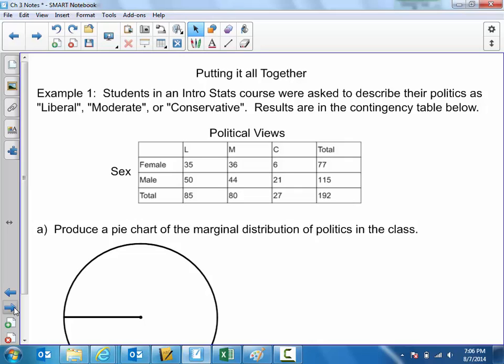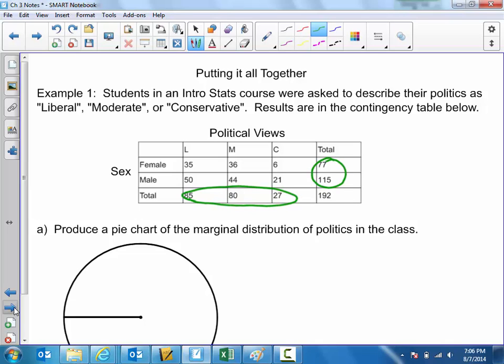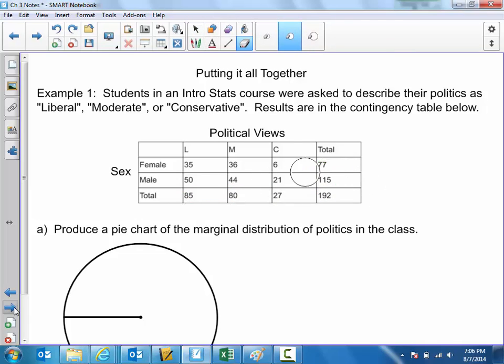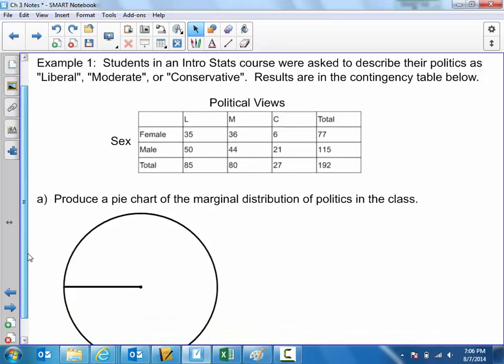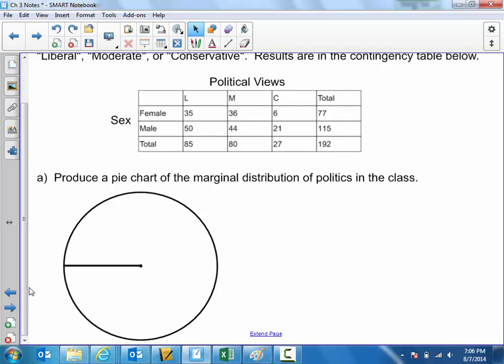All right, example 1. Students in an intro stats course were asked to describe their politics as liberal, moderate, or conservative. Results are in the contingency table below. Now, why is this a contingency table? Well, it's tracking two variables, political views and sex for these students. And notice again, you've got two marginal distributions. You've got the marginal distribution of the variable political views on the bottom row. You've got the marginal distribution of the variable sex in the last column, with the total number of students interviewed at the very end.